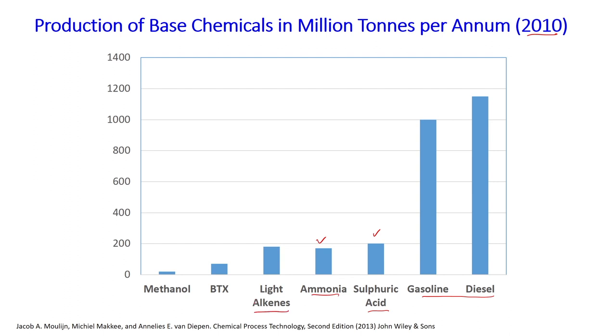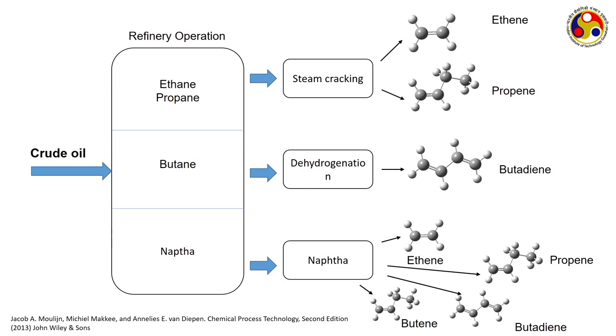Then you have light alkenes, which are very useful as a petrochemical feedstock, then benzene, toluene, xylene, and then methanol. So, for example, in the case of crude oil as a compound, we do some refinery operation and we produce ethane, propane, butane and naphtha. Light naphtha does not contain these products. Light naphtha is liquid, so this will contain products that are C5, C6, C7, primarily cycloalkanes or linear chain paraffins.